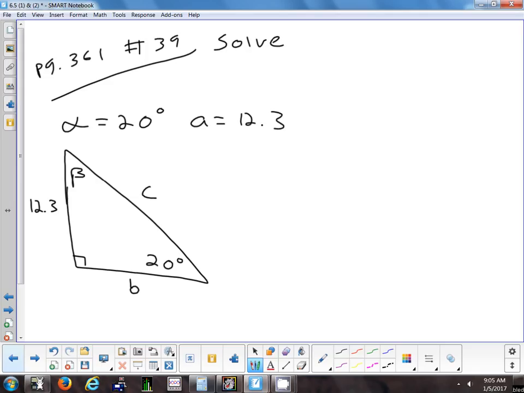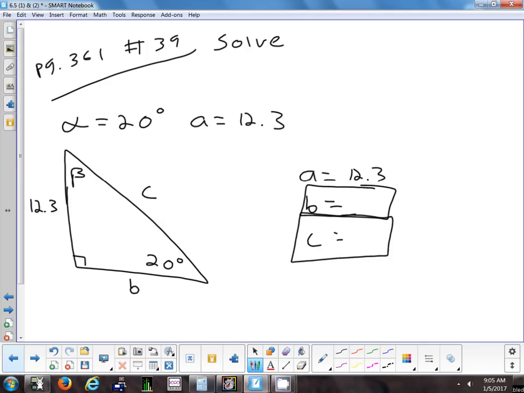Any questions on that? So I'll make my table. The table is just a way to organize all the information for the final answers. So we've got 12.3. I'm going to put a box around B because I have to find it, and a box around C. Alpha we know is 20. Beta we can figure out easily, but it wasn't given, so I'm going to put a box around it because we need to find it. And this is the right angle.